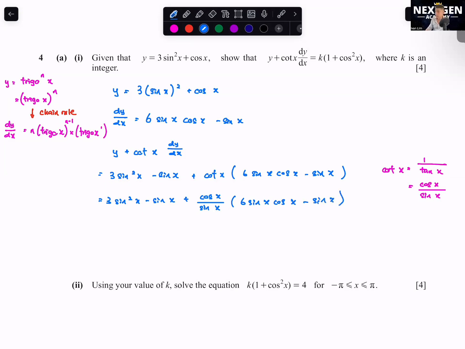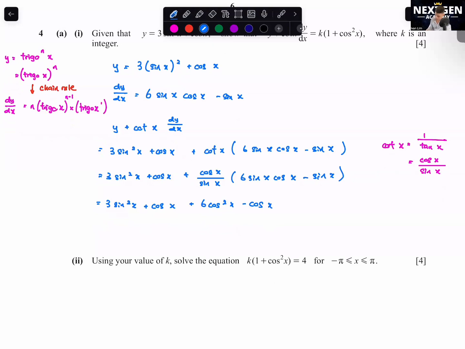Okay, let's simplify this whole thing here. We'll get 3 sine square x. Okay, did I write something wrong? Okay, how come I keep writing wrong? Okay, wait, let me just double check first. 3 sine square x plus cos x plus cos over sine, 6 sine cos minus sine x. So here, okay, 3 sine square x, then plus cos x plus 6. Okay, what will we get here? Cos square x, sine x times 1 over sine x, you'll get 1. So you'll be left with minus cos x.